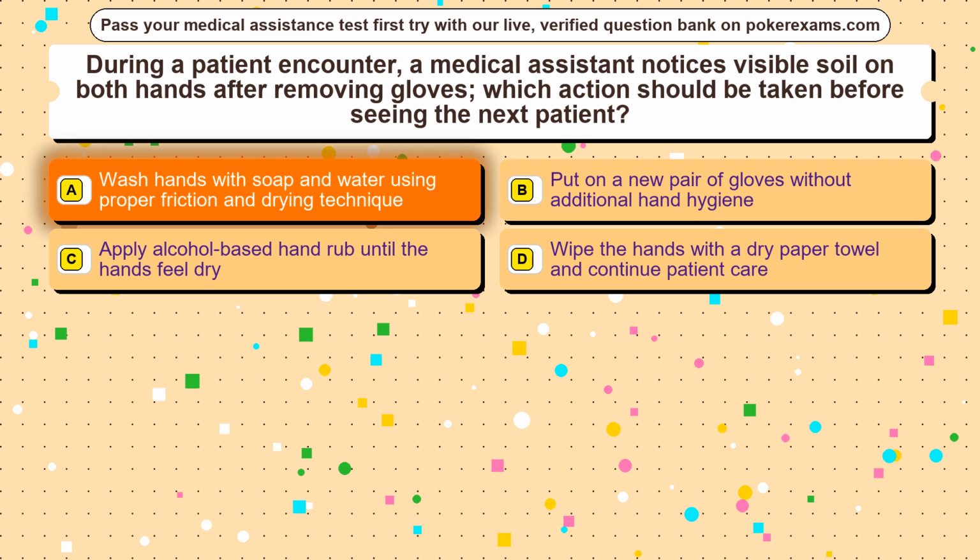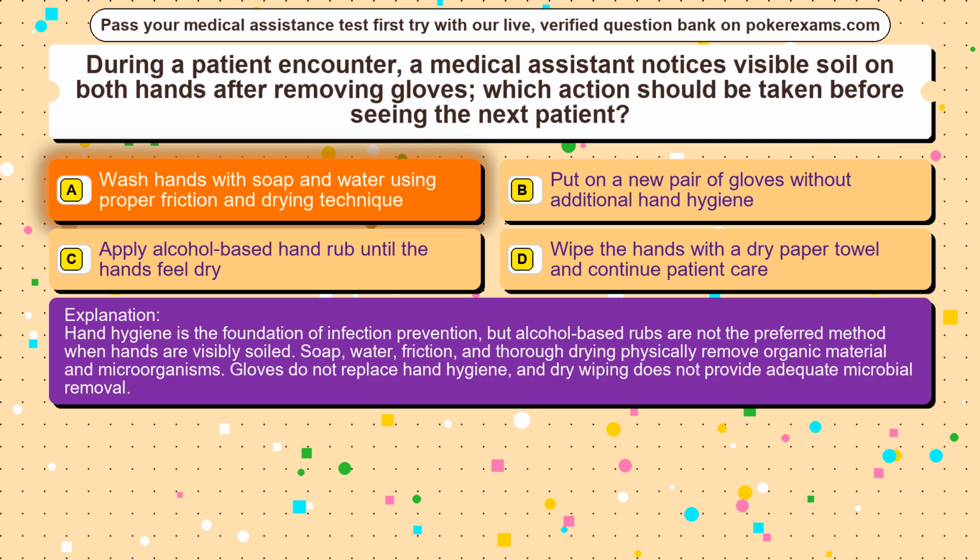The correct answer is option A, wash hands with soap and water using proper friction and drying technique. Hand hygiene is the foundation of infection prevention, but alcohol-based rubs are not the preferred method when hands are visibly soiled. Soap, water, friction, and thorough drying physically remove organic material and microorganisms. Gloves do not replace hand hygiene, and dry wiping does not provide adequate microbial removal.